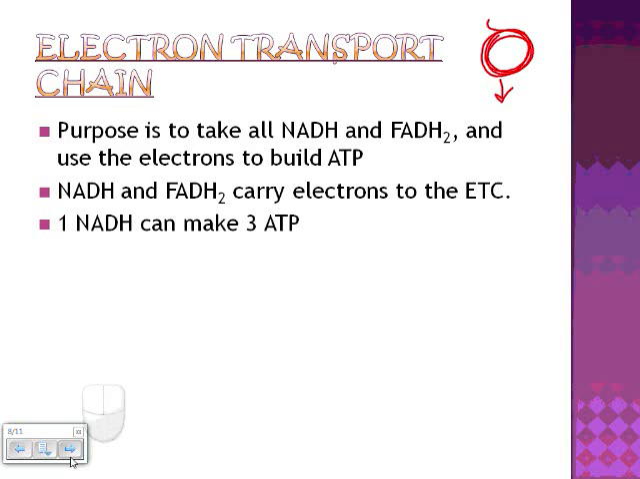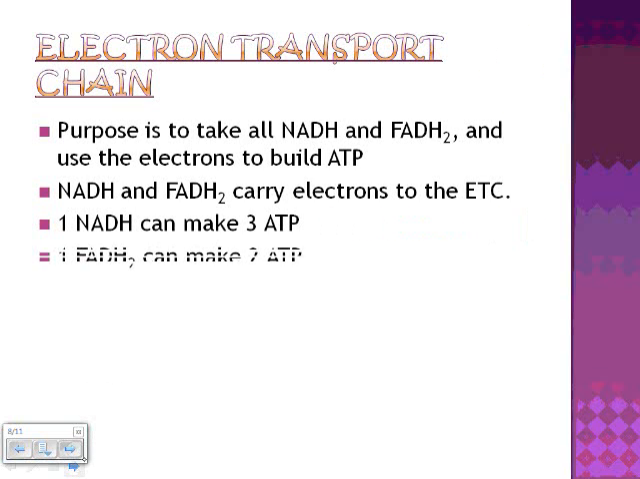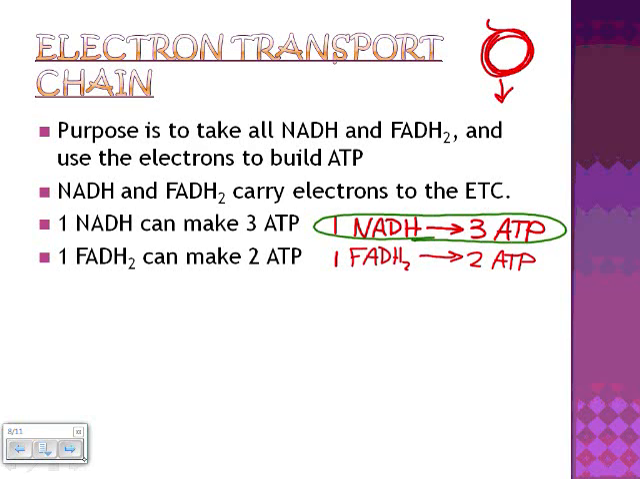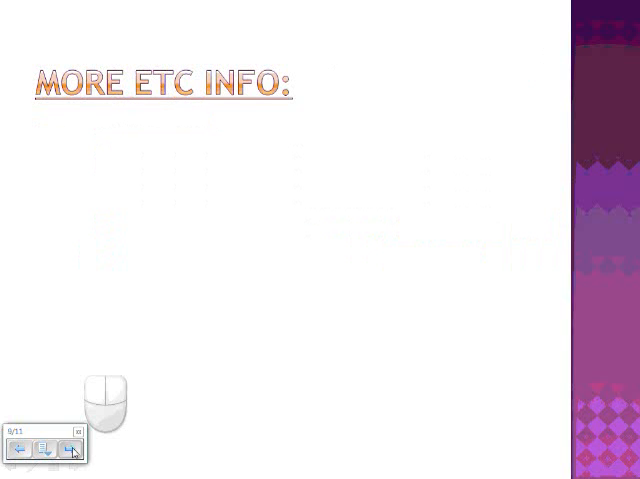For every 1 NADH, we can make 3 ATP. For every 1 FADH2, we can make 2 ATP. So remember, we asked which one gives us more bang for our buck? NADH. NADH is going to generate better energy. But FADH2, close second.